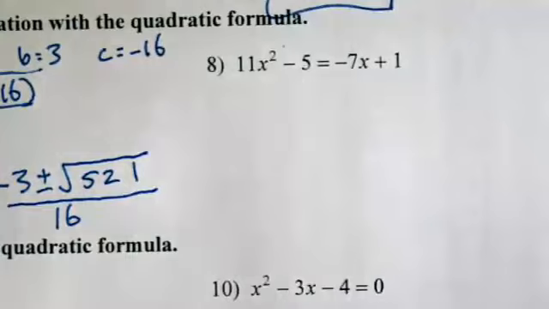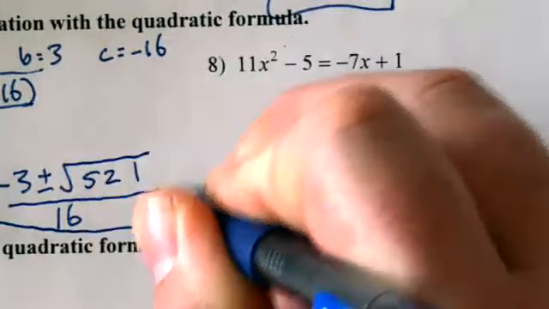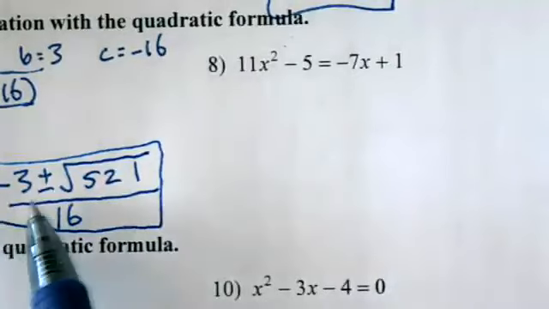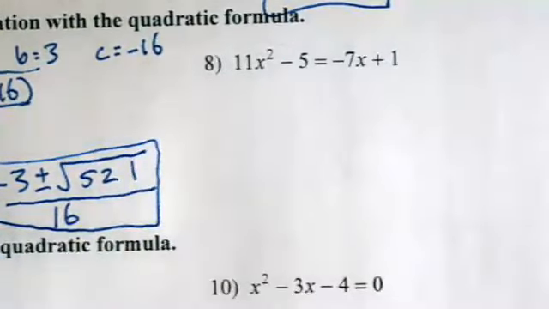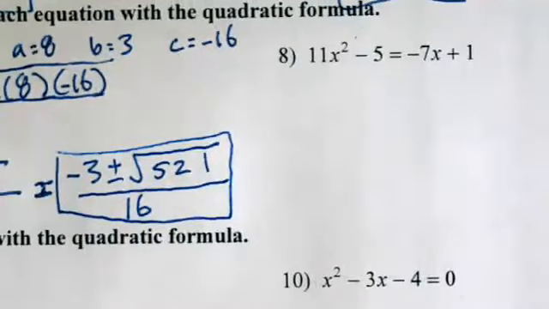That's our answer. If you wanted a decimal for this, I would type in -3 plus square root 521 divided by 16. Write that down and then do the same thing with the minus. But we don't need decimals. We'll just leave it like that. That's it. Right. If 11 doesn't work, then 121 is not going to work either. You're right. I didn't need to do that.